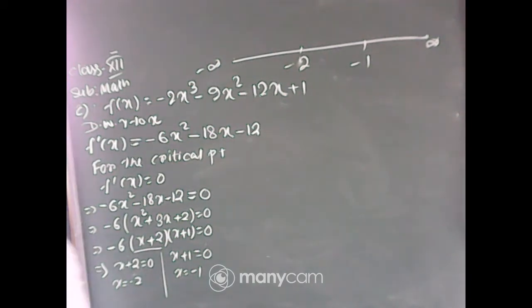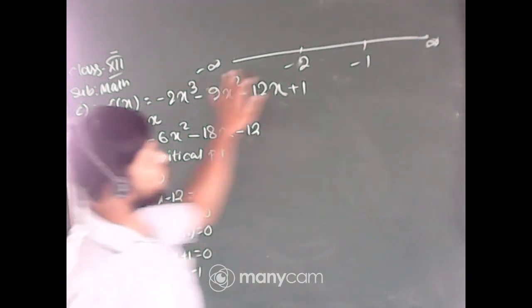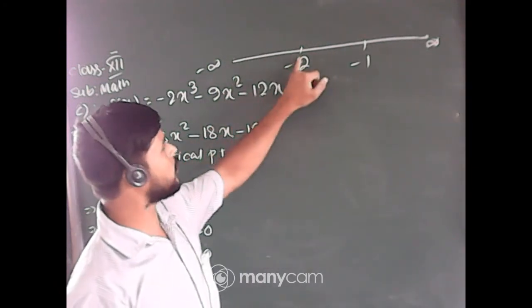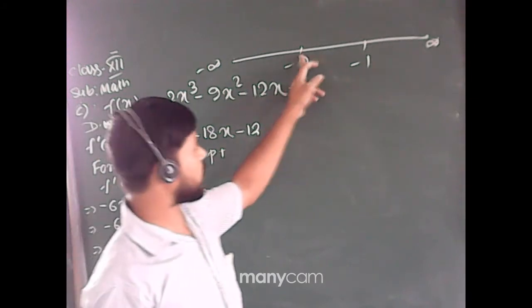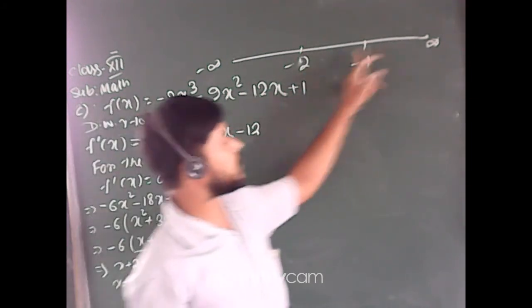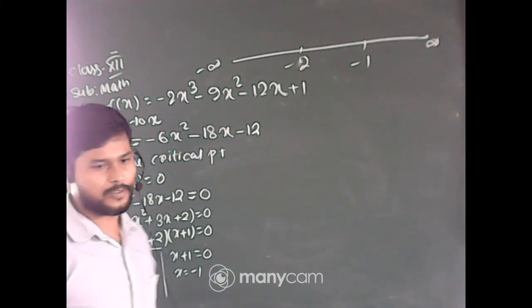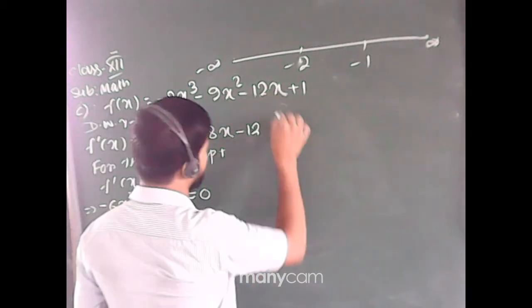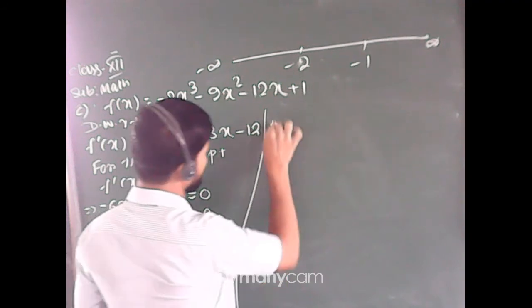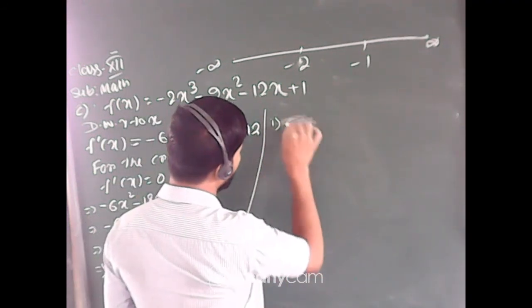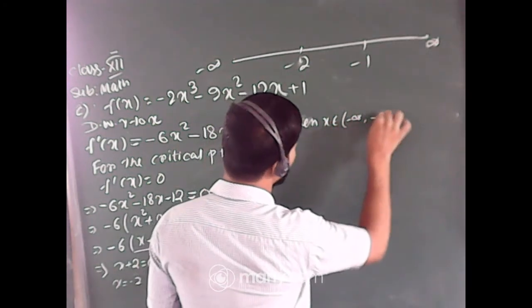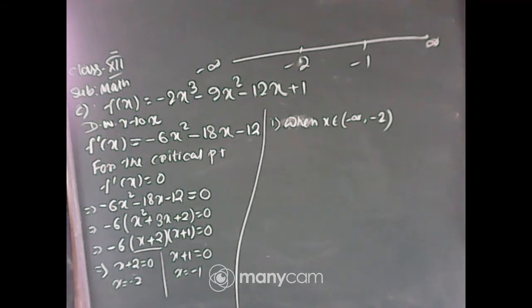Look, these two critical points divide the total domain, the total real number line, into 3 parts. One is minus infinity to minus 2, second part is minus 2 to minus 1, and the third part is minus 1 to plus infinity. So in each sub interval, we have to find the nature of the function f dash x. Okay, so first we are taking case 1, when x belongs to minus infinity to minus 2.